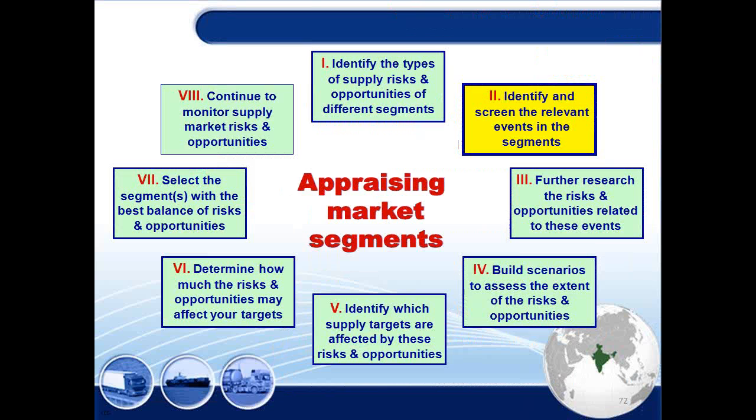Now the next one we are looking at is further research on risk and opportunity. See, first we went through a similar graph, the earlier one was the supply market. Now what we are trying to do is appraise the market from the angle of risks and opportunities. So identify and screen the relevant events in the segments. Events are the ones you see sometimes in The Economist. India is coming with a GST now. That's an event.